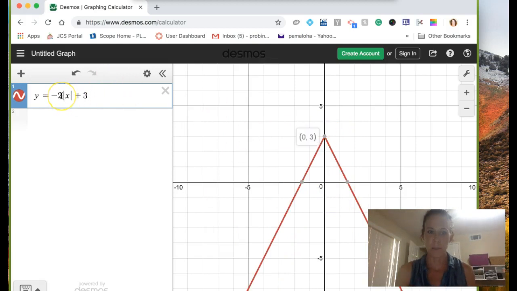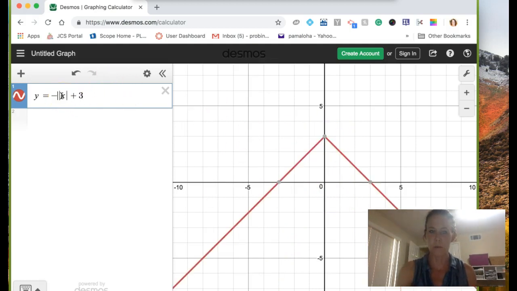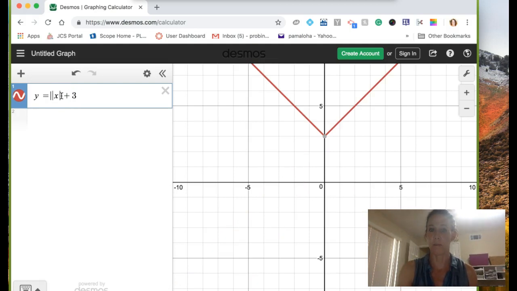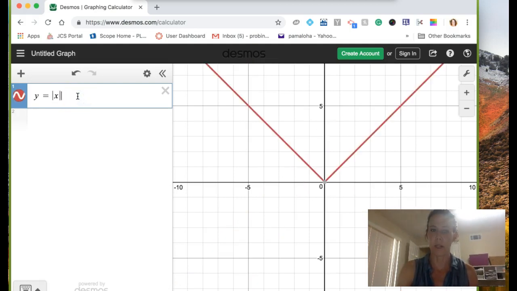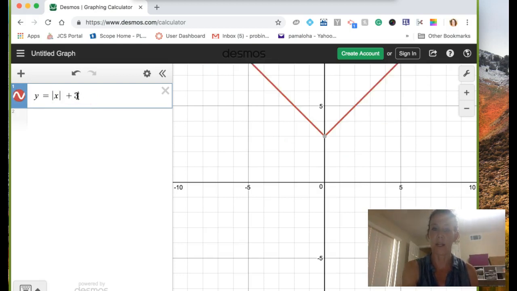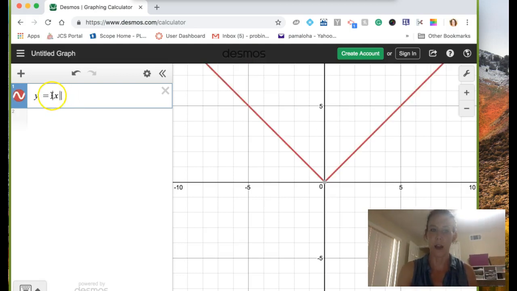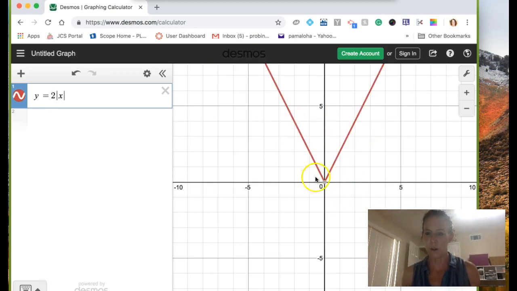Now, if you want to see what happens if I take away the negative 2, it flips it up. Now, if I take away the plus 3, it gives us our absolute value graph. So absolute value graph, if I add 3, it shifted it up 3. Okay. Let's look at our absolute value graph, and if I just multiply it by 2. So you can see here, the slope is over 1, up 1. Now, if I multiply it by 2, my slope should be over 1, up 2. So let's do that. And sure enough, it stretches it over 1, up 2.